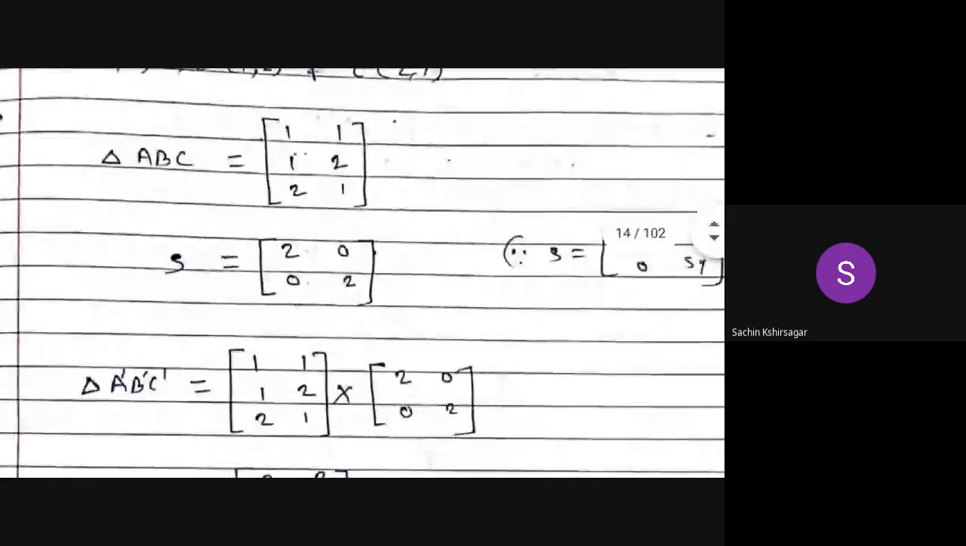What is the formula for the transformation? P dash is equal to P into the transformation, or scaling matrix. Now triangle A dash B dash C dash is equal to triangle ABC into the transformation matrix, or scaling matrix. So the given matrix ABC is [1 1; 1 2; 2 1] into the scaling matrix [2 0; 0 2]. After multiplication, we will get the values.